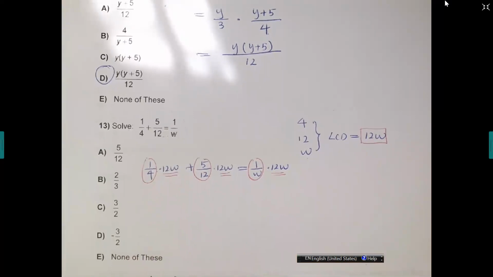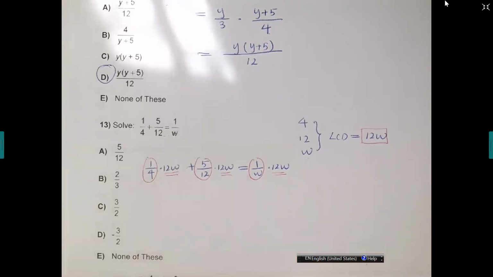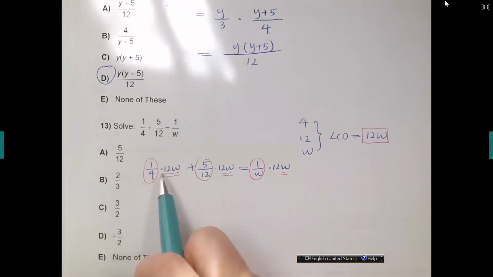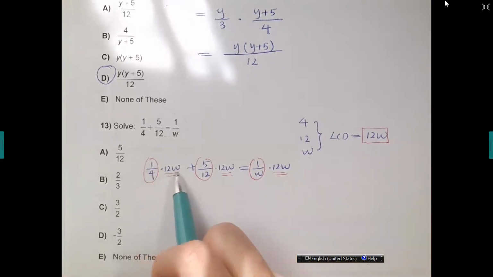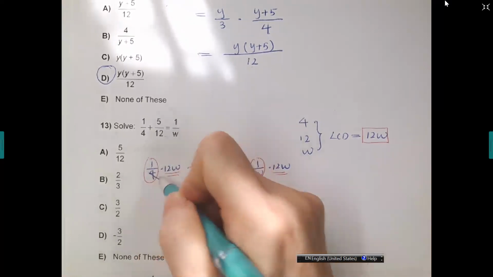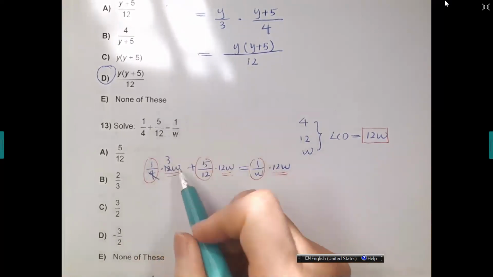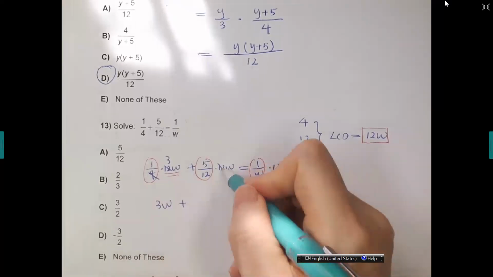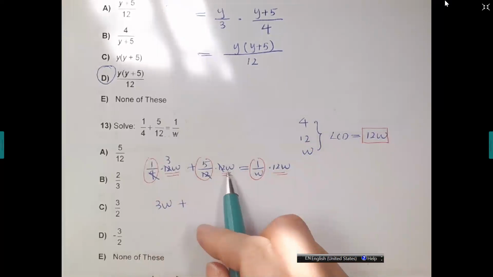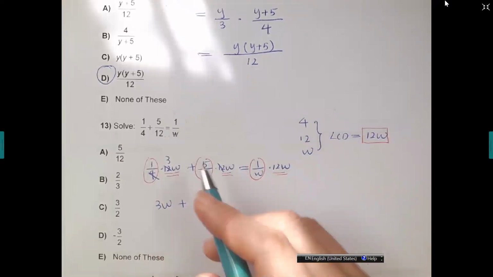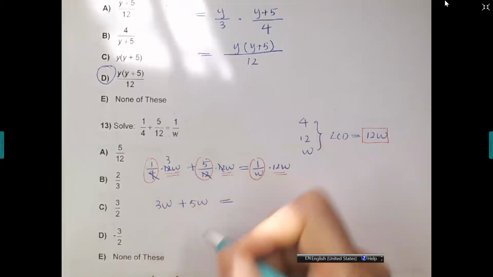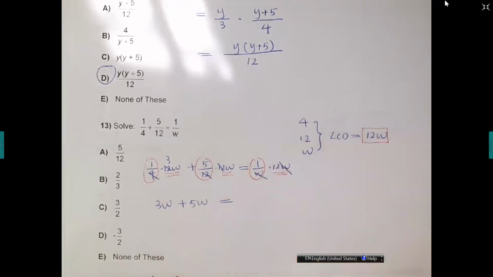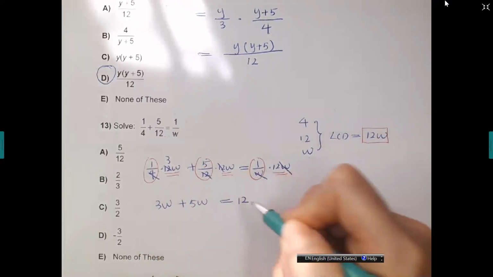After we multiply them, just simplify each multiplication. When we multiply a fraction by a polynomial, we can do the cancellation, the division. 12 divided by 4 is 3. We have W here, so 3W times 1 is 3W. And plus 12, the 12s cancel out. I have the W left, W times 5, 5W equals what? The W cancels out. 12 is left.